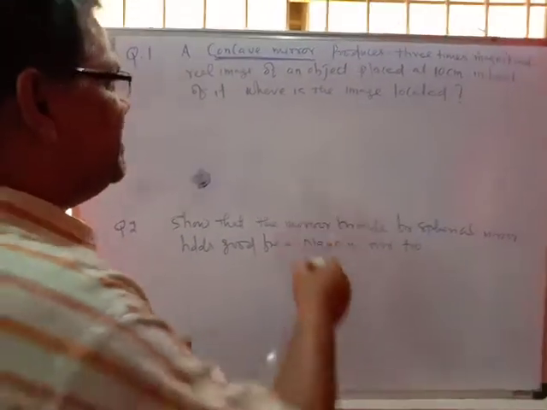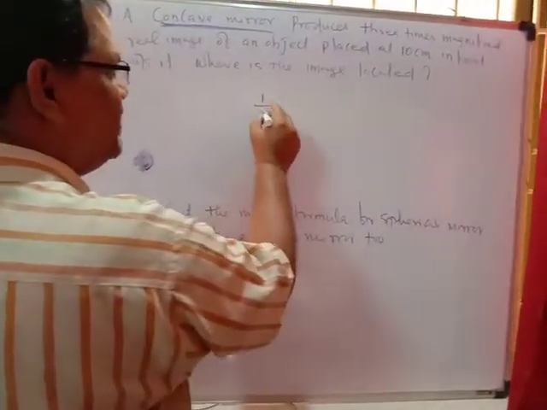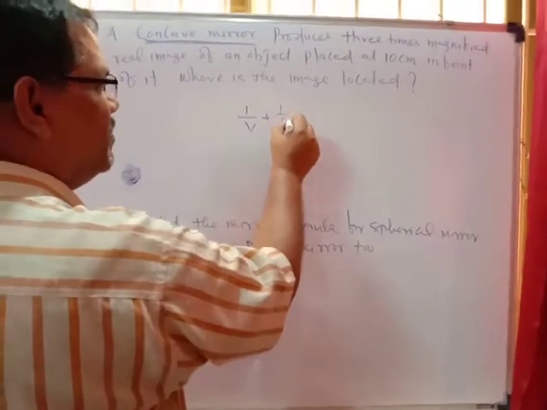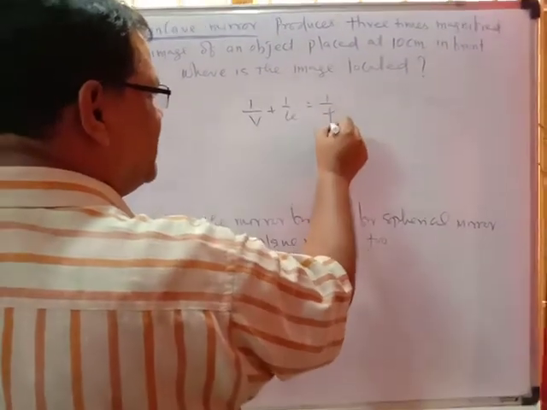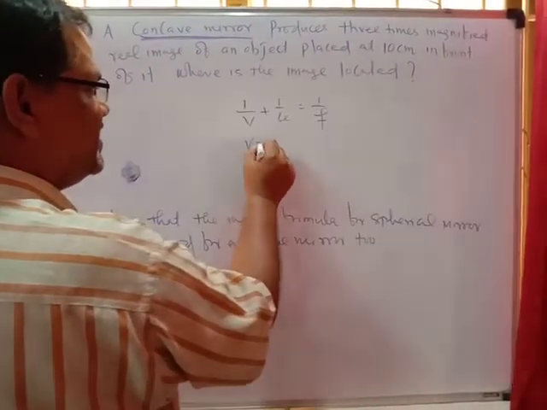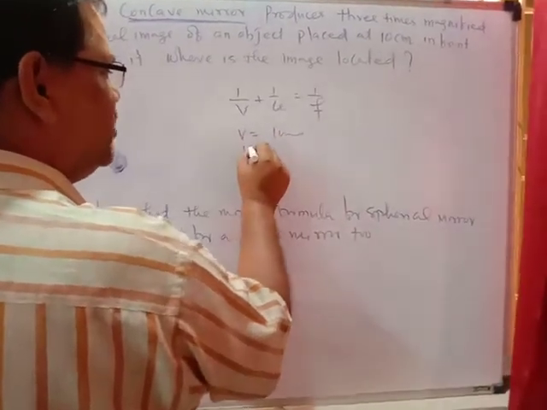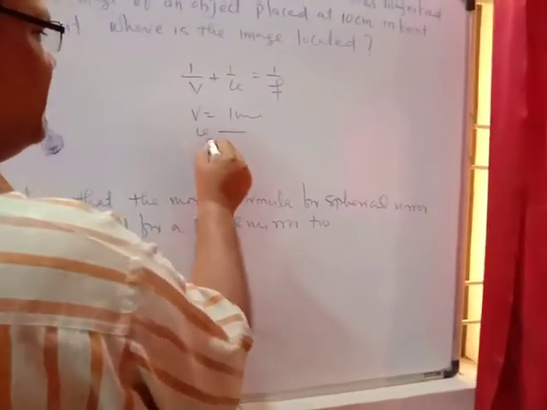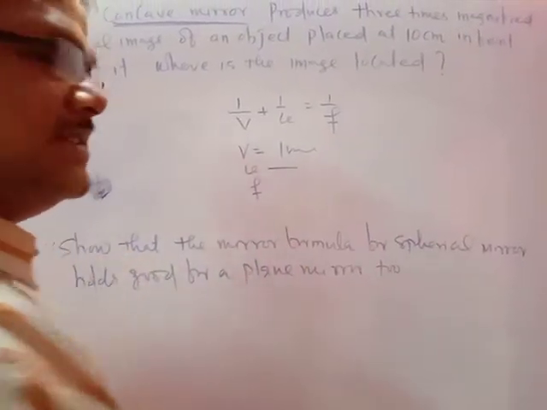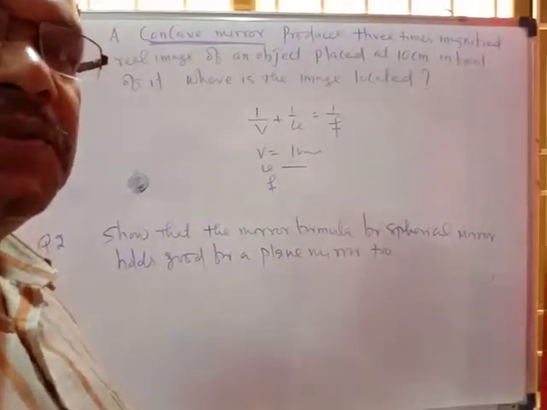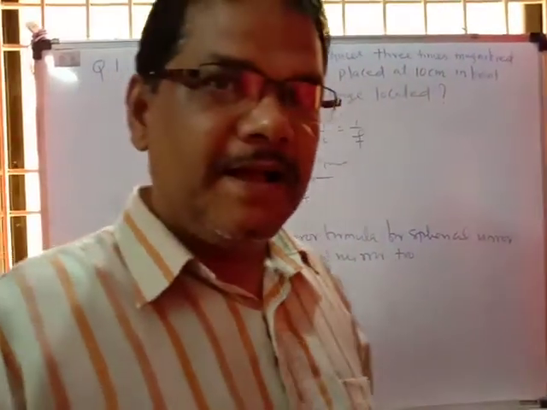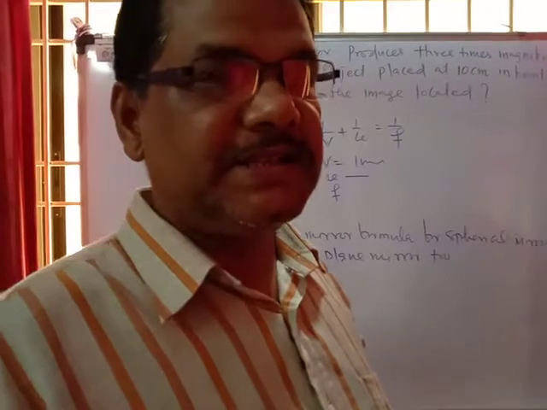The spherical mirror formula is 1 by v plus 1 by u equal to 1 by f. Here v is the image distance, u is the object distance, and f is the focal length. Before solving the numericals, you should think about the sign convention. The important thing is the sign convention.